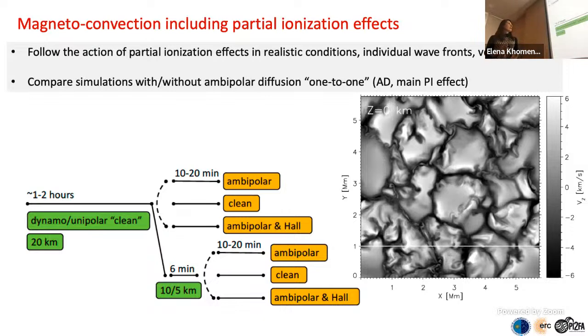And we do this by adding or removing different ingredients. We either have simulations that we call clean, so we just have a pure MHD situation, or we have simulations where we add, for example, ambipolar diffusion, which is the equivalent of ion-neutral friction. I will be comparing this. And then we run short time series to be able to compare the snapshots one-to-one.